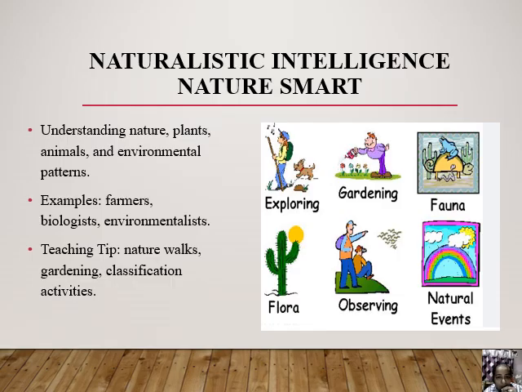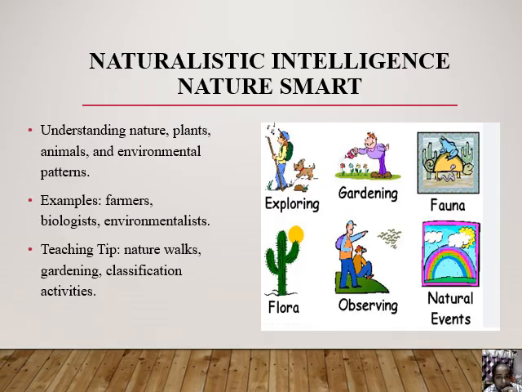Next is naturalistic intelligence, or we can say nature smart. People with this kind of intelligence are good at exploring nature, gardening, fauna, flora, observing things. They are good at understanding nature, plants and environmental patterns. People with this kind of intelligence are good at establishing a relationship with nature.